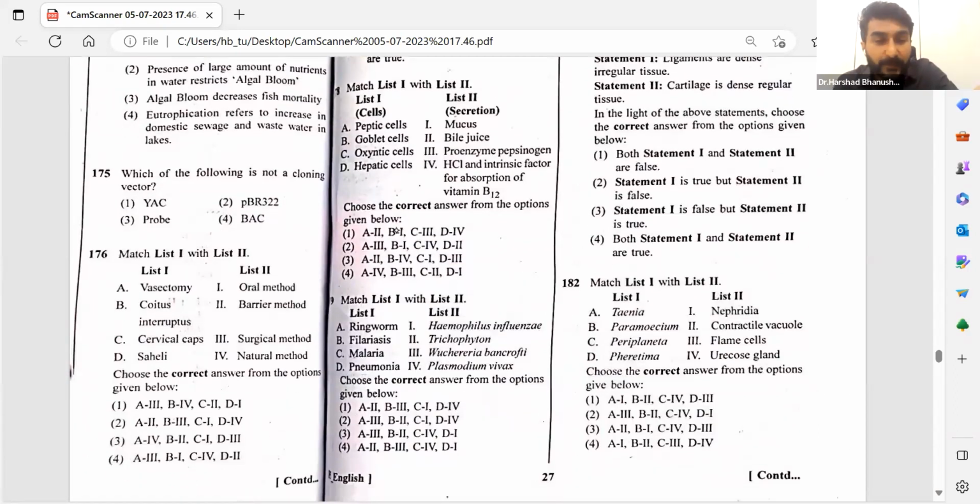Peptic cells release pepsinogen, so A would be 3. Goblet cells produce mucus, so B would be 1. Oxyntic cells produce HCl, so C4. And hepatic cells produce bile, so D2. 3142. Answer would be option number 2 in this case.